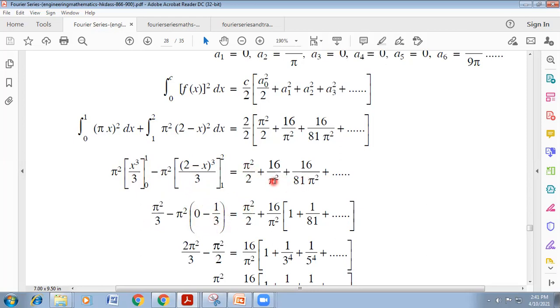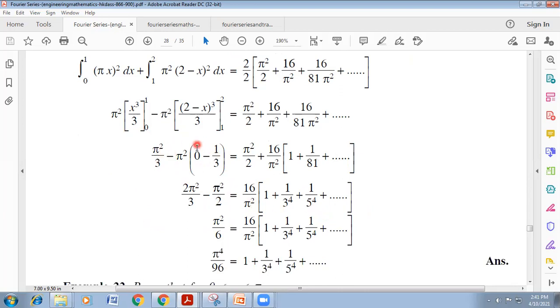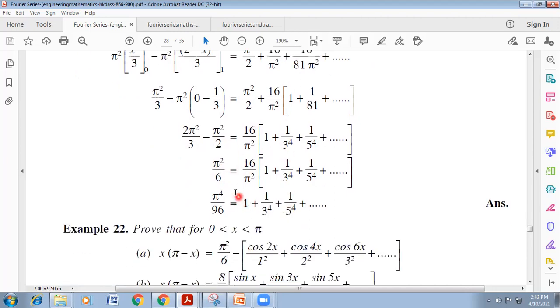And for the series from these two, we can take 16 by pi square common, 1 plus 1 by 81 plus dot dot. Now from this one, pi square by 3 minus pi square by 2, subtracting from both sides we get, taking the LCM, 6 will be the least common multiple, pi square by 6 equals this series.